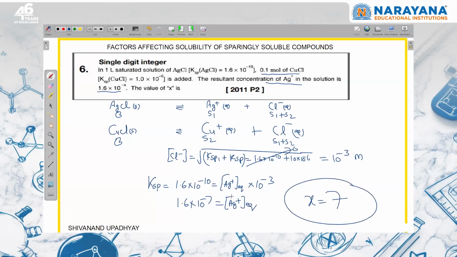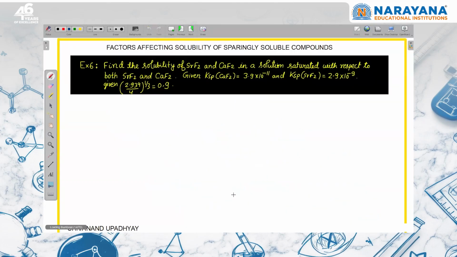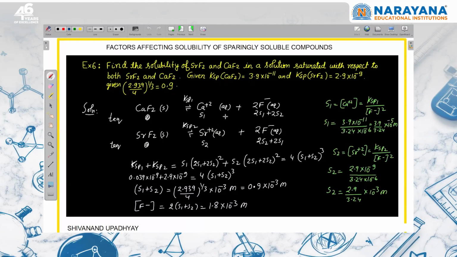So now we have discussed three things: temperature, common ion effect, and simultaneous equilibrium. So there are further questions. These are simple questions, you can go through them.